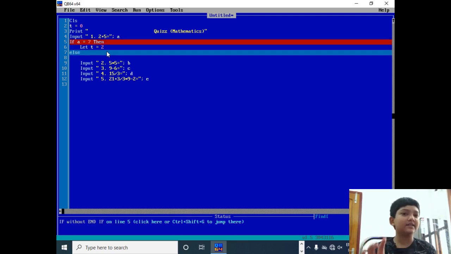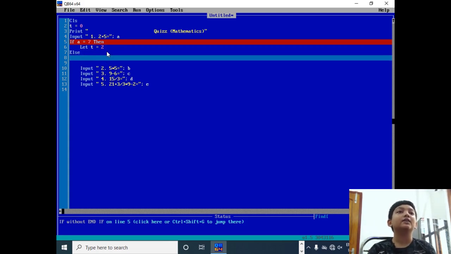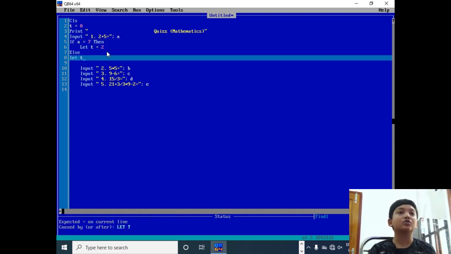And then else. If anything else comes, there is negative marking. I want to give negative marking, because without negative marking our program is easy, but we have to give negative marking, right? Else, let T be equal to how much? Minus 2.